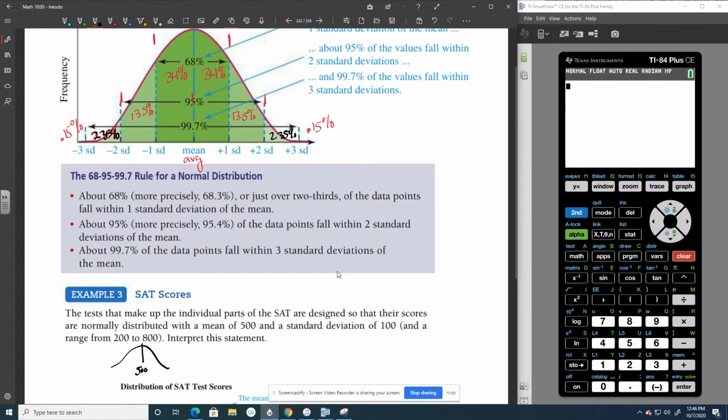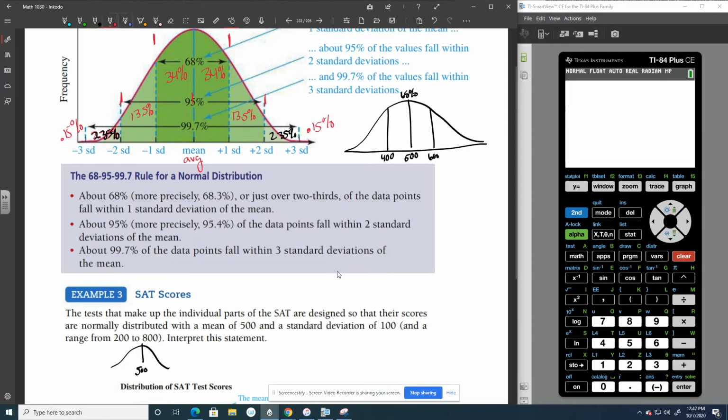So what that means is I've got my curve, and right here in the middle, I've got my average score of 500. When it says the standard deviation is 100, going to the left, looking at my example here, if I go down 1 standard deviation, that means this is 400 because each of my standard deviations is 100. And if I go up one standard deviation, I go up to 600. So 68% of my data is between 400 and 600.